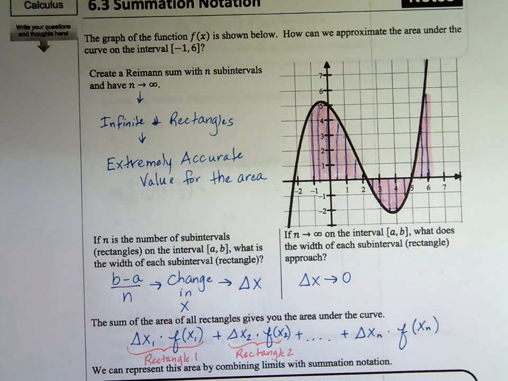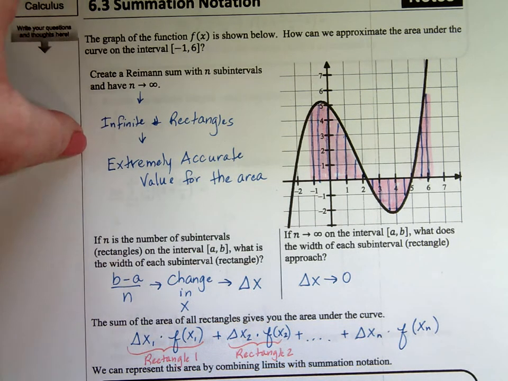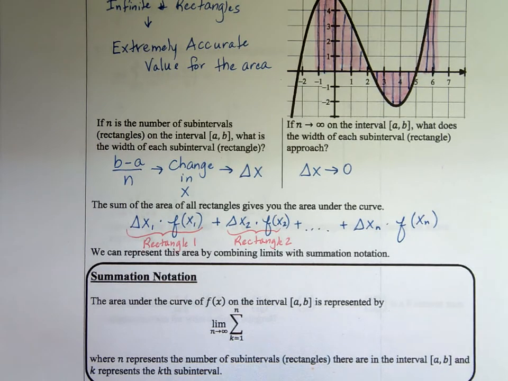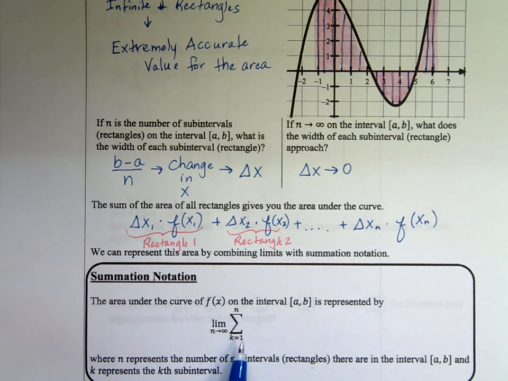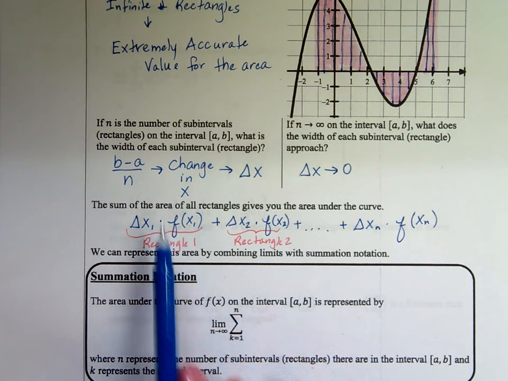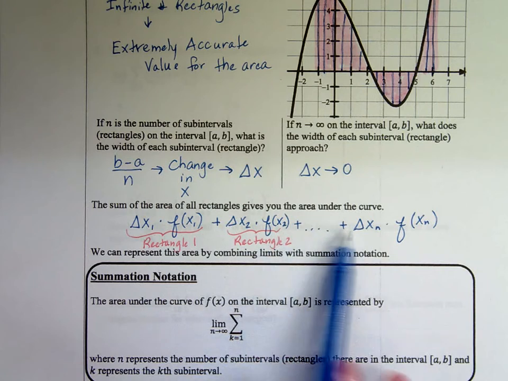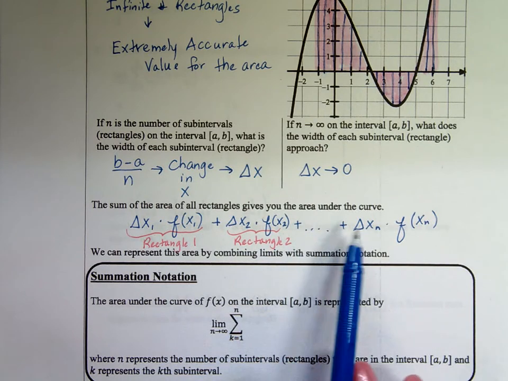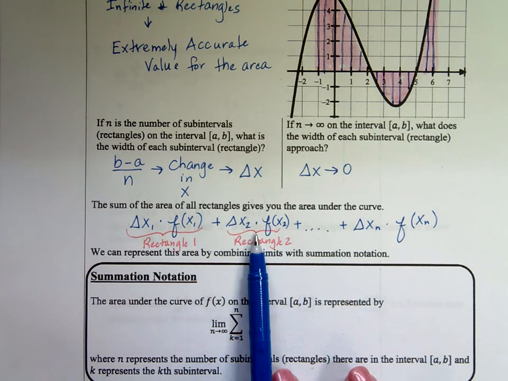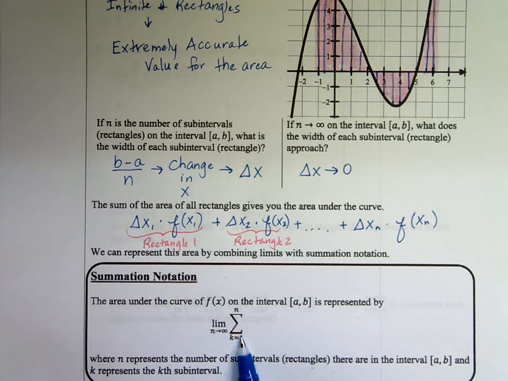And we can represent this area by combining limits with summation notation. What they're talking about here, you probably haven't seen this symbol before. This is a summation symbol. This crazy looking thing, maybe looks a little like an E. What it means is you keep adding each term after it. Like we did here, you take the first one and add it with the second rectangle, and add it with the third, the fourth, the fifth. However many rectangles you have, you're just adding them up. So this is summation notation.